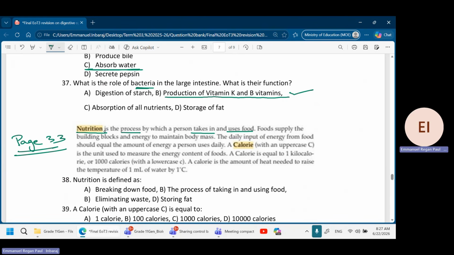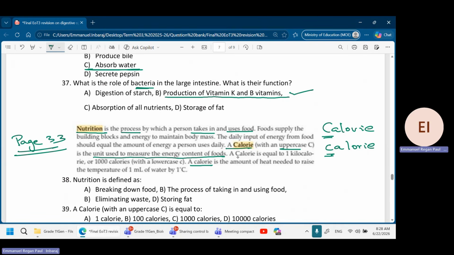Okay. And there are two terms that you should know. Calorie in capital, starting with uppercase C, and calorie starting with lowercase c, which means a small c. You see, this is the difference. So what is Calorie, starting with the uppercase C? It is a unit used to measure the energy content of food. The unit used to measure the energy content of food is called Calorie with uppercase.